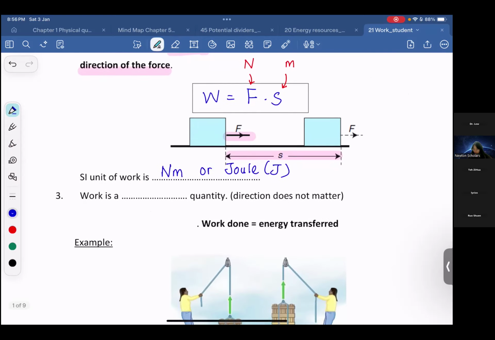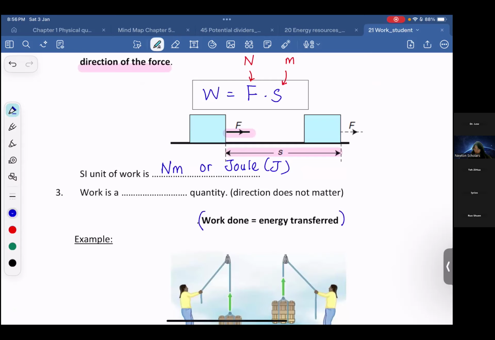After that we will learn, work done is actually energy transfer. So what is the unit for energy? It is joule. Kinetic energy in joule, gravitational potential energy in joule. Work is a scalar quantity. We don't care about direction. Work is energy, energy is work. So energy is a scalar quantity, and of course work is also a scalar quantity.